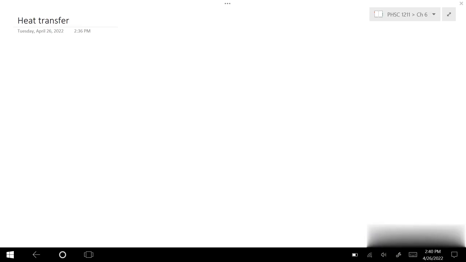Okay, so let's look at the three ways that heat can actually be transferred. So we have conduction, we have convection, and we have radiation. Okay, and you're probably familiar with all three.